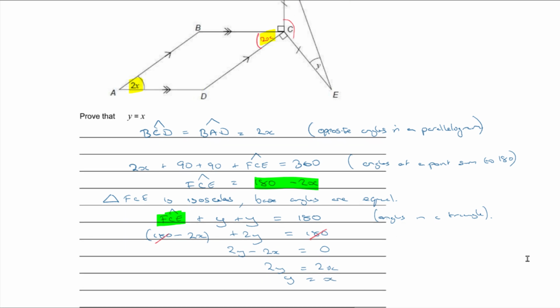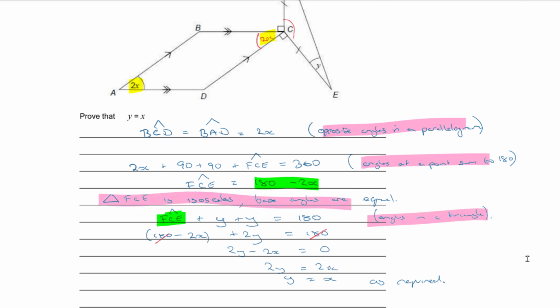Okay, so again, just make sure you're writing the rules down that you're using as you're going through, as statements, as well as doing the maths.